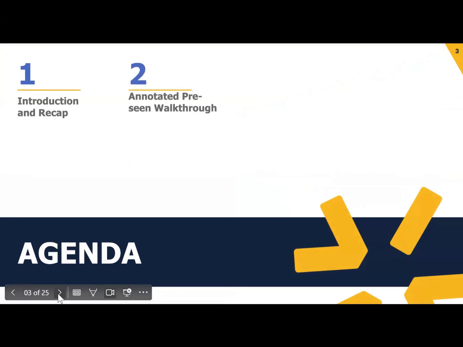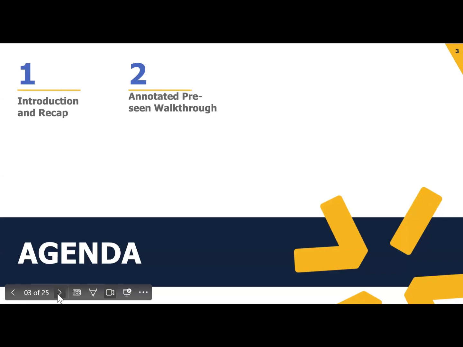Let's move to the agenda. Very, very quickly, same as last week, 5 key points. Let's introduce what we're covering today and recap on webinar 1. Second area, an annotated pre-seen walkthrough. I've chosen 3 areas of the pre-seen, small areas, and I'm going to take you through an annotated, highlighted PDF. Within that section 2, I'm going to point to areas of the management level syllabus, whether that's P2 or F2 or indeed E2.